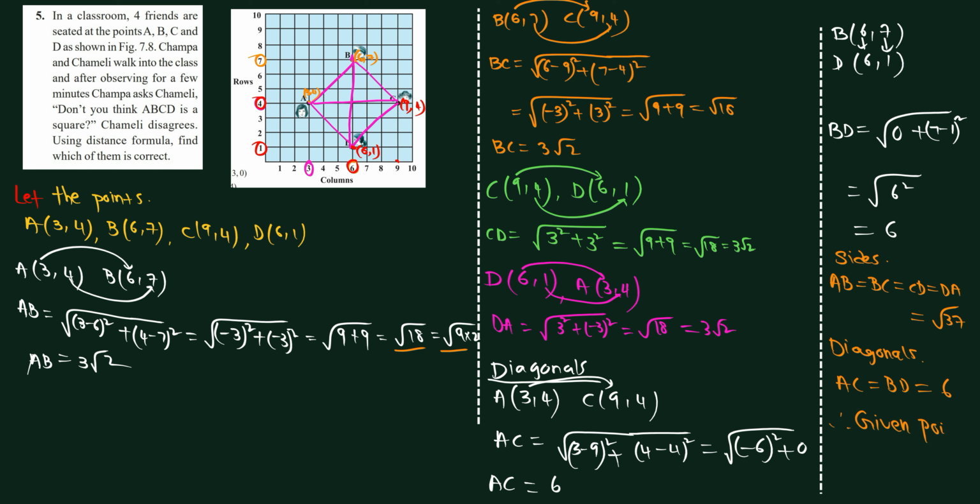Therefore, given points form a square. Then who is correct here? Who is correct? Champa is correct, right? Champa and Chameli. Okay. Champa asked Chameli, don't you think ABCD is a square? Chameli disagrees, but who is right here? Champa is right. Okay, the given points form a square.